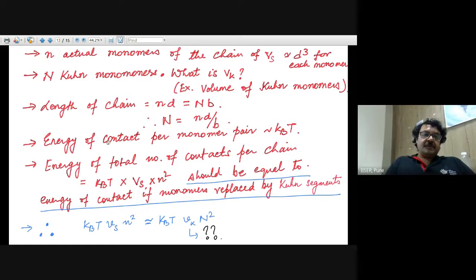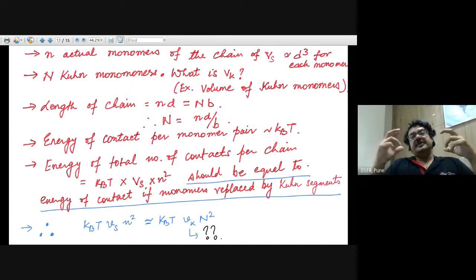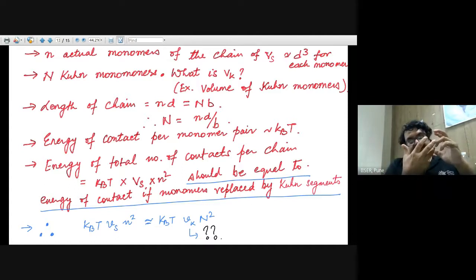Now, the energy of contact per monomer pair, the real monomer, the blue monomer pair, is order of kBT, because if two monomers have thermal energy, they have kinetic energy, order of kBT, equipartition theorem, because the system is in equilibrium. And if they come in contact, they can remain in contact only if this kinetic energy is basically converted to potential energy, and then they will repel each other. So the energy of contact per monomer pair is order of kBT, right?